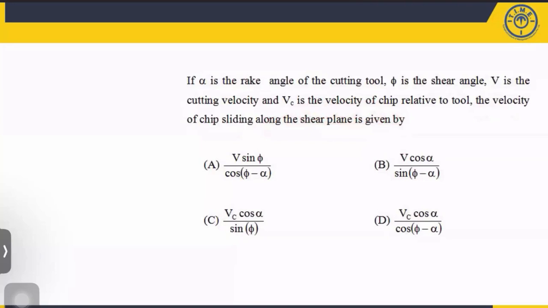Okay, sir. If it is Vs, then it will be option B, sir. V cos alpha... What about alpha, Jagan? Okay, sliding velocity of chip along shear plane. Take your time. Why I have taken this problem, then you will understand. Read the question carefully. There is no rocket science in this question. If you read the question, then you will get which velocity you have to find out.